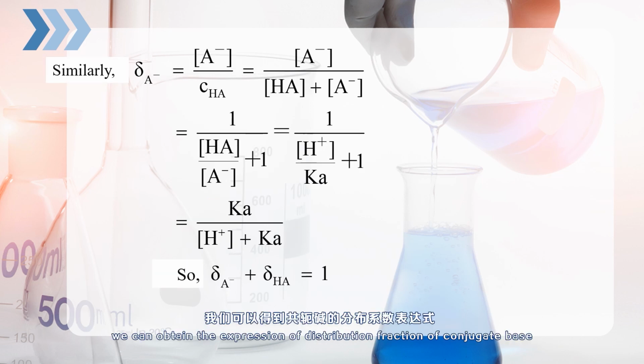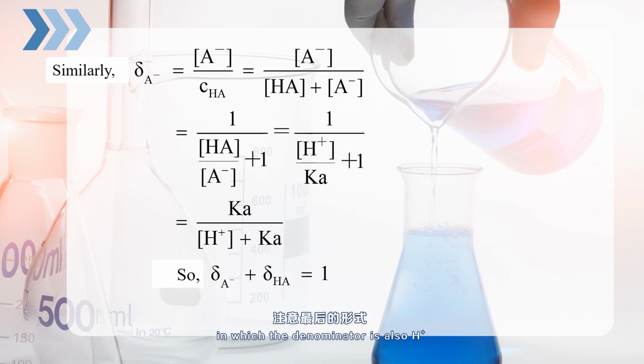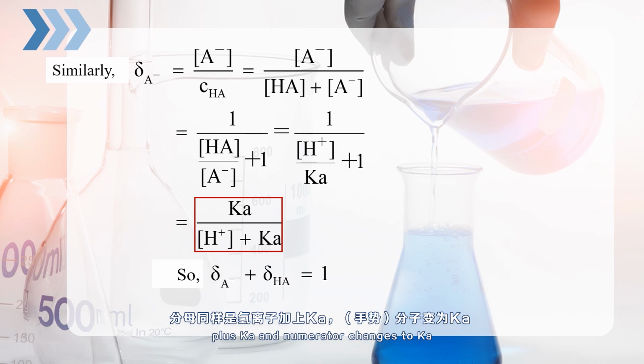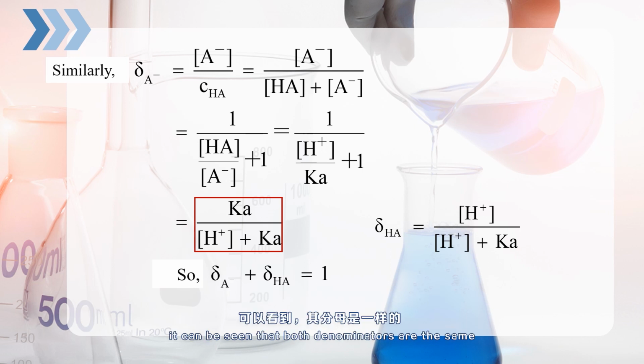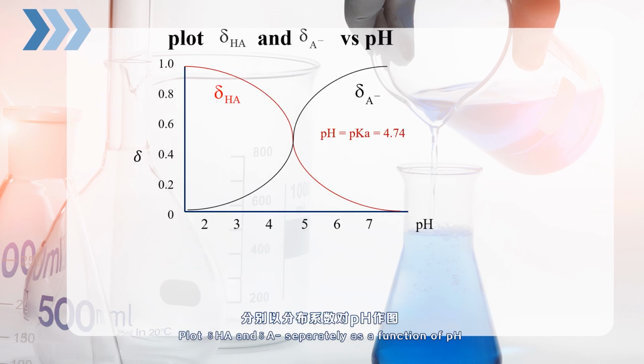Similarly, we can obtain the expression of distribution fraction of conjugated base, in which the denominator is also hydrogen plus Ka, and the numerator changes to Ka. It's obvious that the sum of these two fractions is 1. By comparing the two expressions, it can be seen that both denominators are the same, and the numerator is one term of denominators respectively. In the expression of conjugate acid, the numerator is hydrogen, while that of conjugate base is Ka.